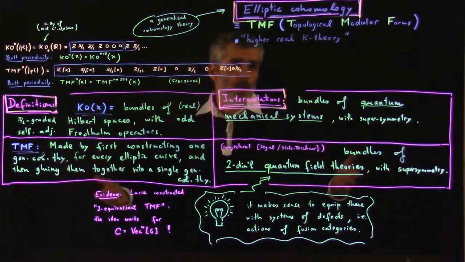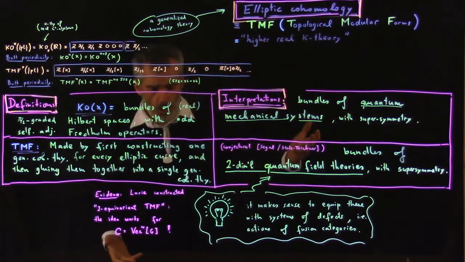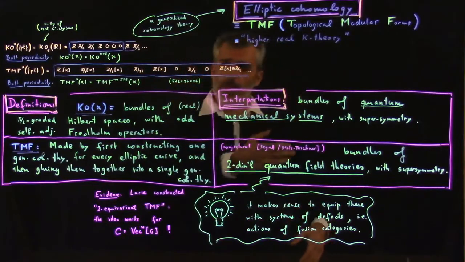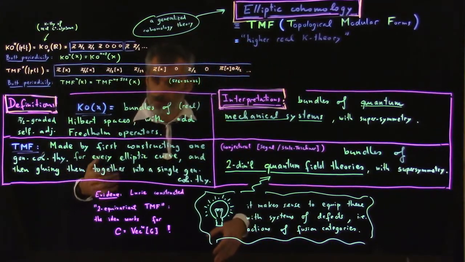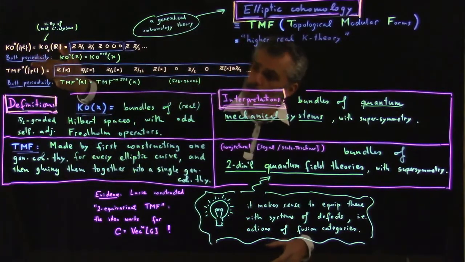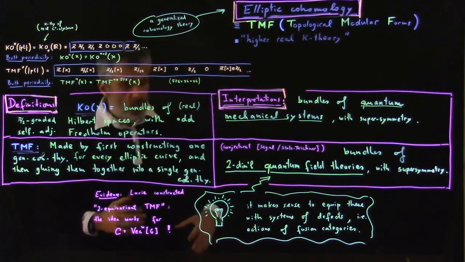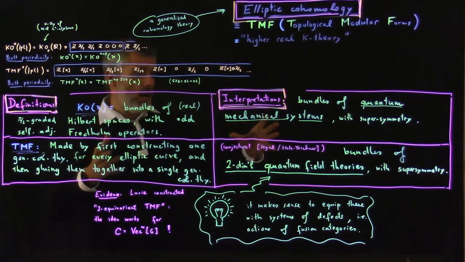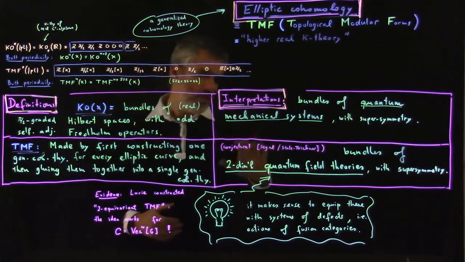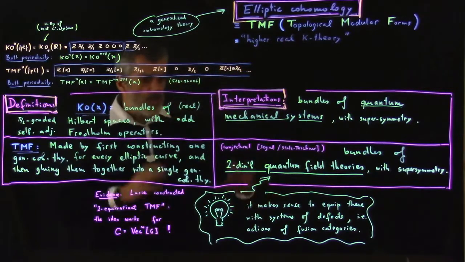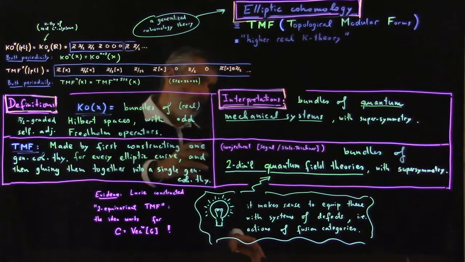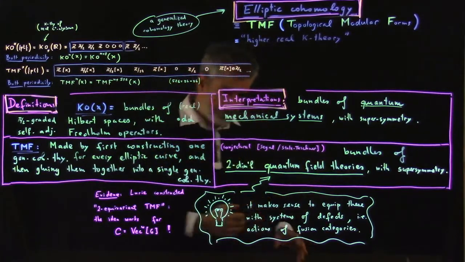Finally, let me tell you about elliptic cohomology, also known as topological modular forms, which is also dubbed higher real K theory because of its many analogies with real K theory. For example, both of them satisfy a version of Bott periodicity. So one of the main conjectures in the area of elliptic cohomology is by Segal/Stolz-Teichner, which says that TMF admits a description in terms of bundles of two-dimensional quantum field theories.